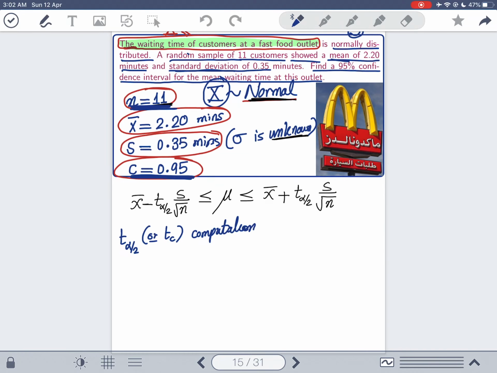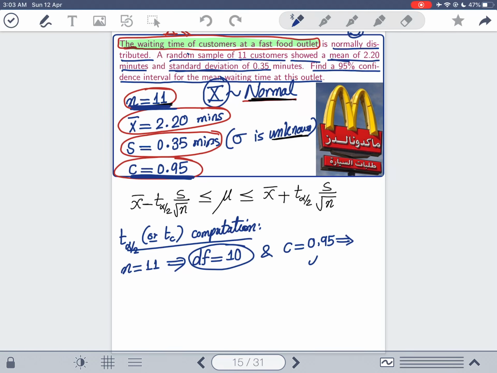So let's see what it will be. Okay, so now n is 11. This means what are our degrees of freedom? This will be just one less than the sample size, so it's 10. Very nice. Degrees of freedom 10, and our confidence level is 0.95, which means that significance level is 1 minus c, so it will be 5%. Okay? So, of course, you can use c and degrees of freedom with the table, but if you want to use the online calculator, you will use alpha and the degrees of freedom.